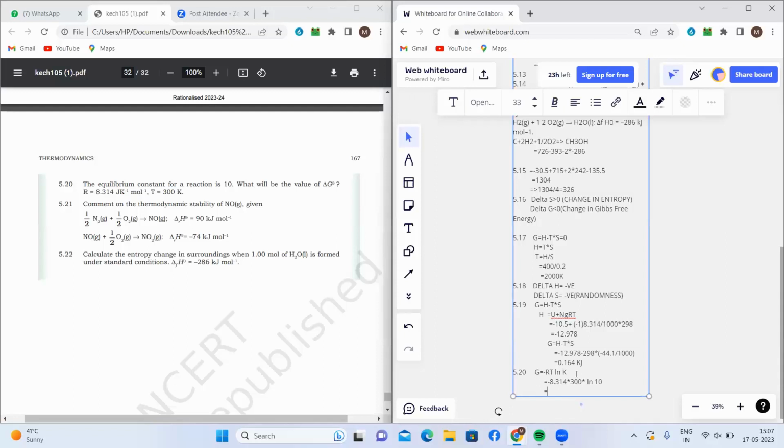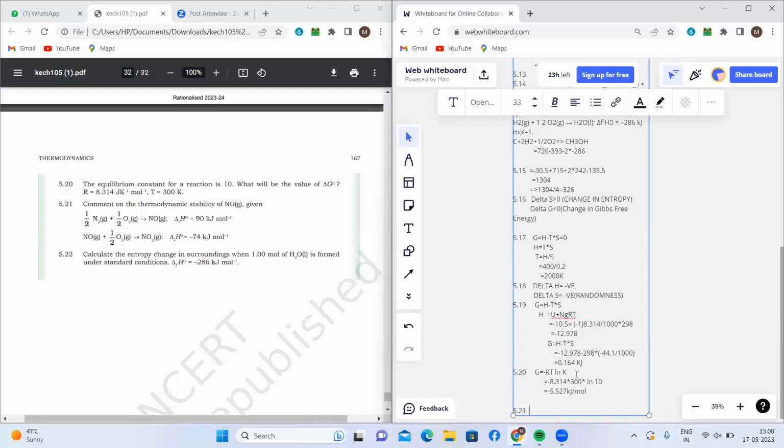So on calculating this, our final answer comes out to be equal to minus 5.527 kilojoule per mole. Kilojoule per mole. Sorry for the convenience. Samajh mein aa gaya? Now let's move to our penultimate question.